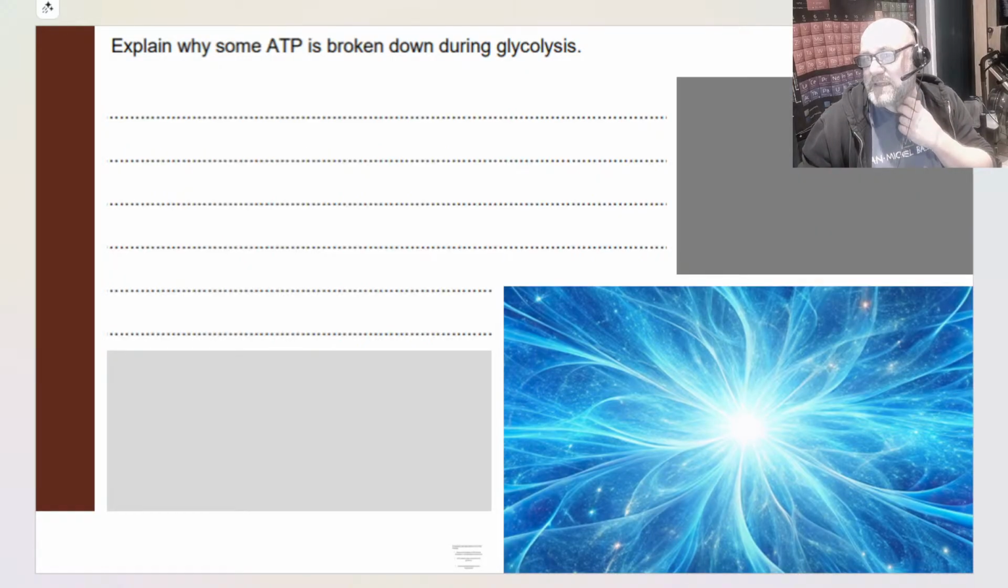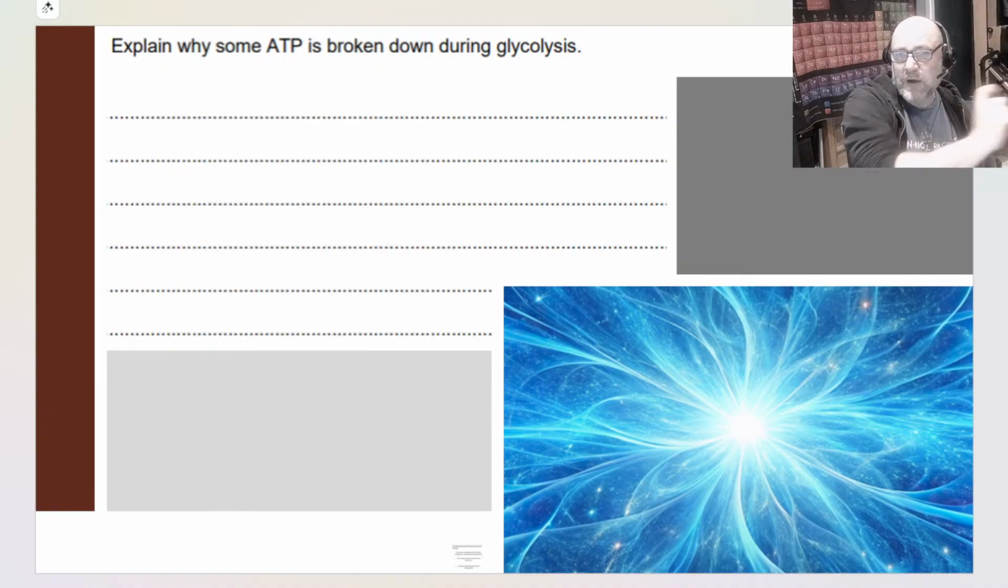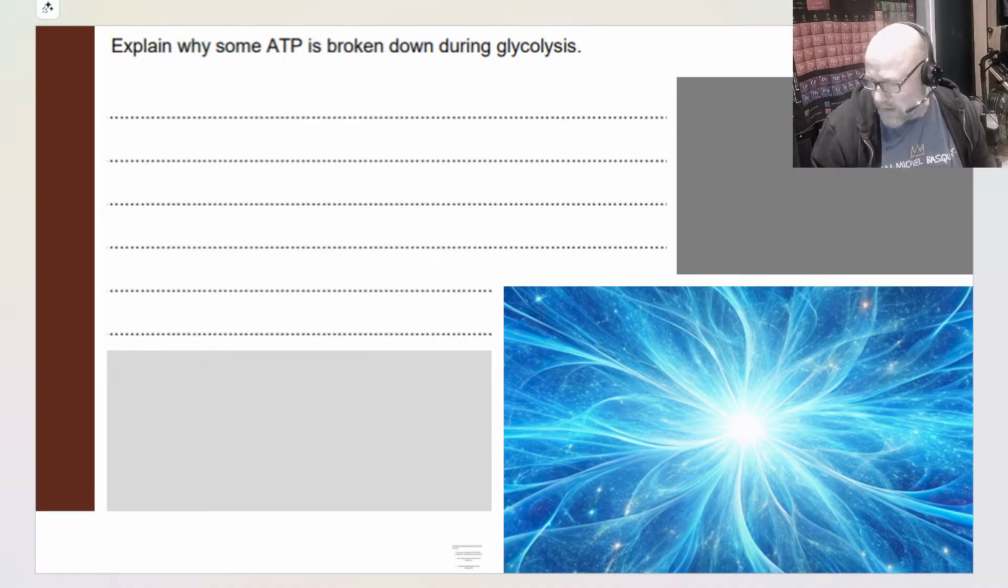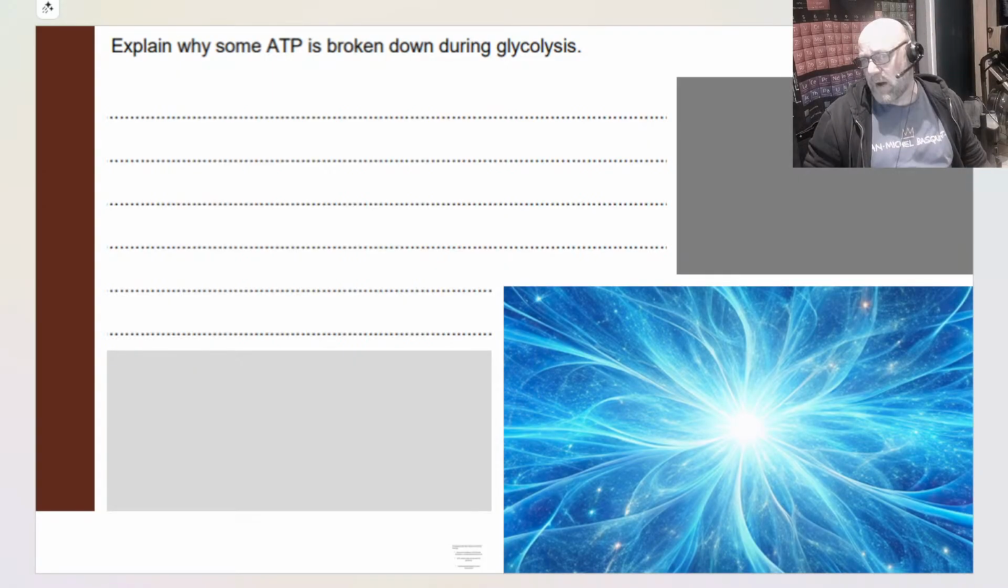Explain why some ATP is broken down during glycolysis. So we've just kind of said that, haven't we? What would be your answer to why is ATP used at the start of glycolysis? Why do we break down 2 ATP? What is the ATP for? And there's a special term you want to say. This is a 2 marker.